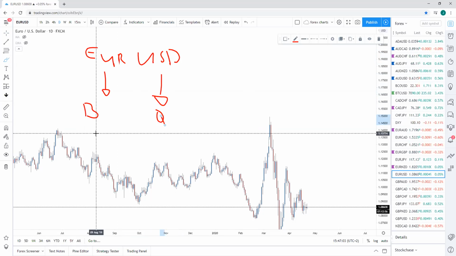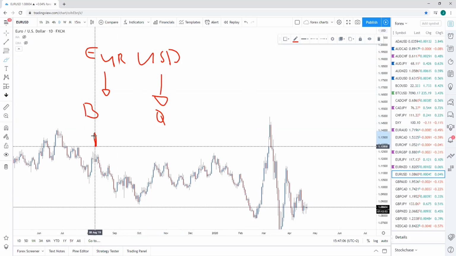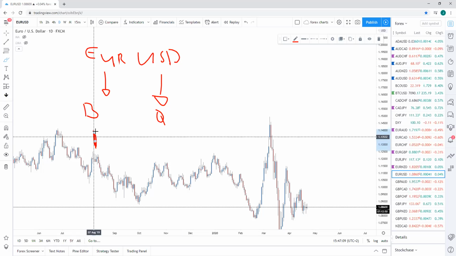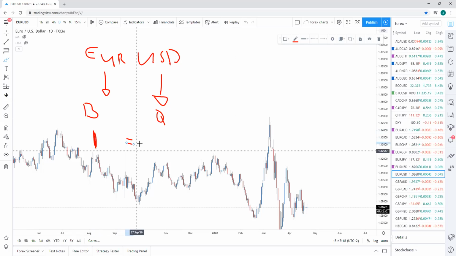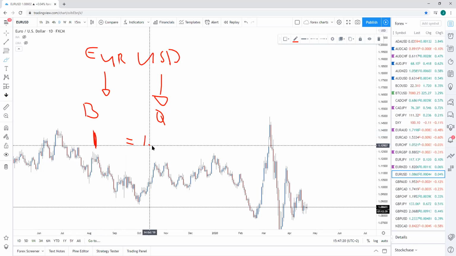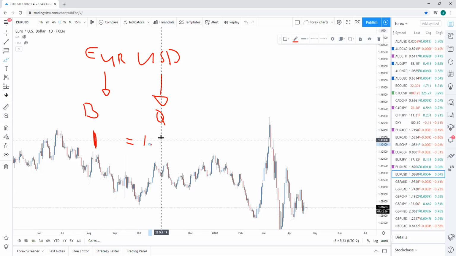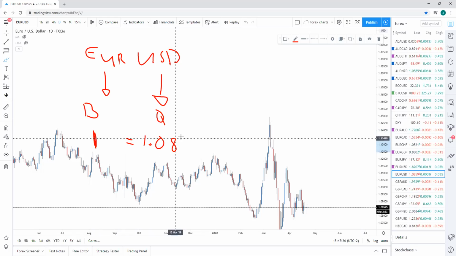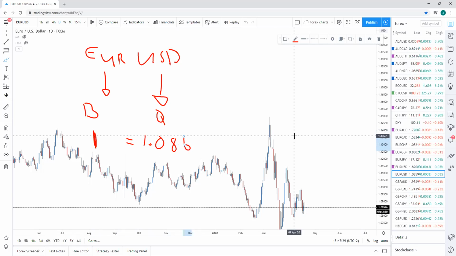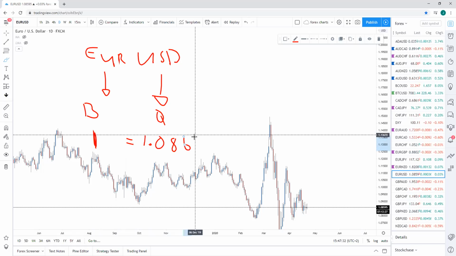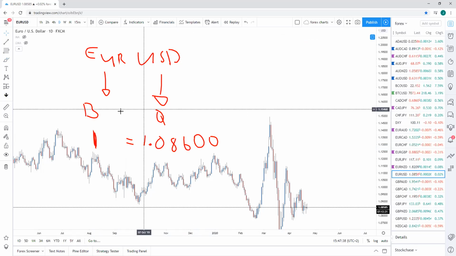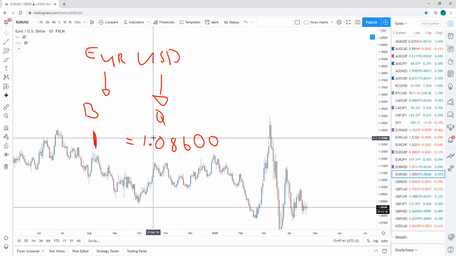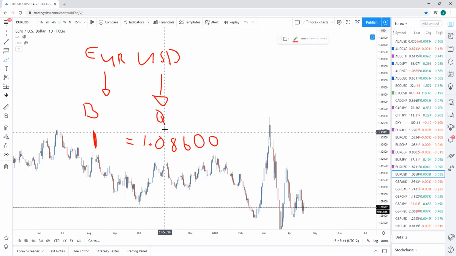Now what this means is the first currency is always going to be 1. So for 1 euro, you're going to pay what is standing here on the side. You can see here on the side where my mouse is, in the black there, it says 1.086. Oh, well, now it's moved. Okay, let's say 1.0860. Let's make it like that because it's still moving. So in reality, if you want to buy 1 euro, you're going to pay $1.08.